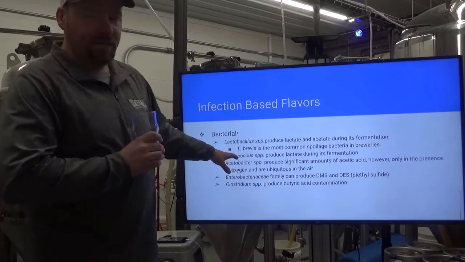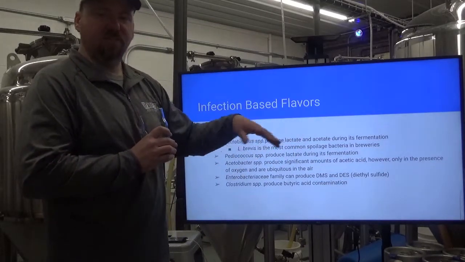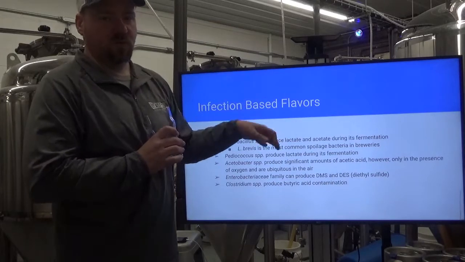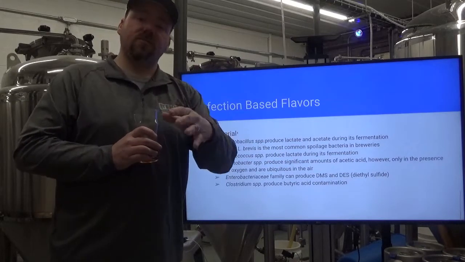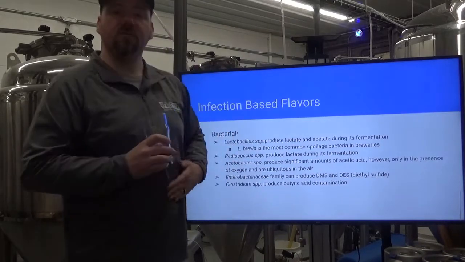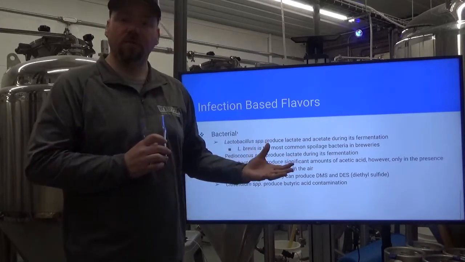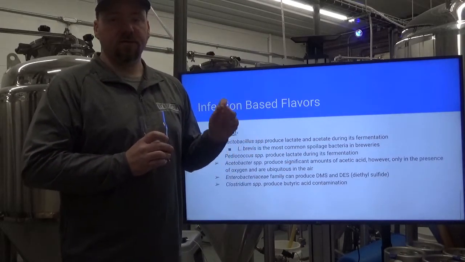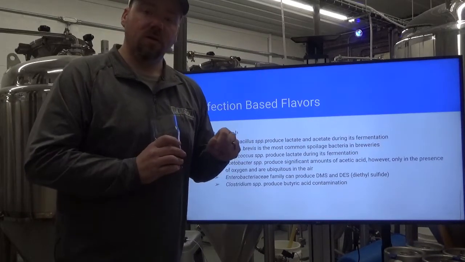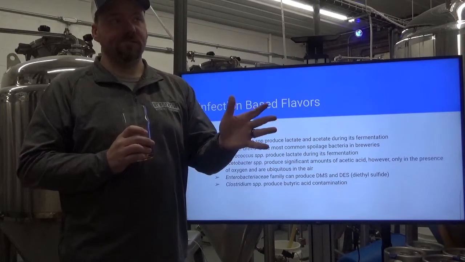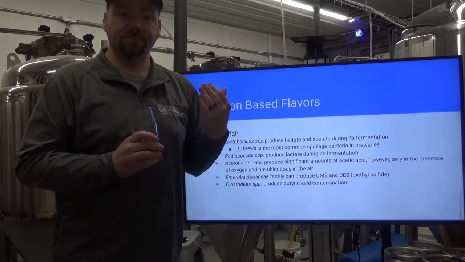Enterobacteriaceae family produce DMS and diethyl sulfide, things very similar as far as that goes: vegetables, cooked corn, that kind of stuff. Enterobacter might look familiar. Enterobacter come from the gut. The most common form of contamination of food is, I'll say this in a professional manner, anus to mouth.